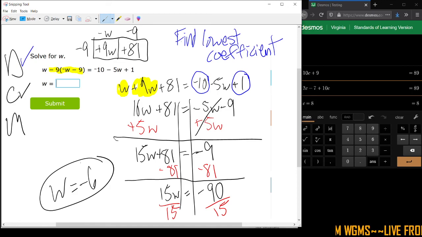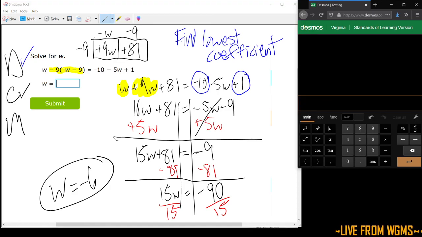If I'm unsure, that's okay. I can check my answer using that Desmos calculator. So type it in exactly as it looks. So I'm going to say my left side is W minus 9 times the quantity negative W minus 9 again. So that's the left side. My right side of the equation is negative 10 minus 5W plus 1.